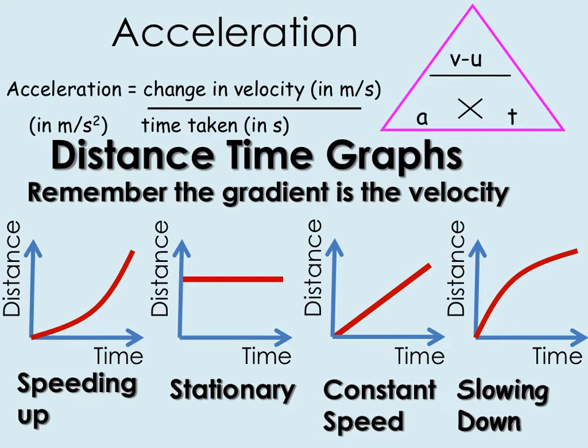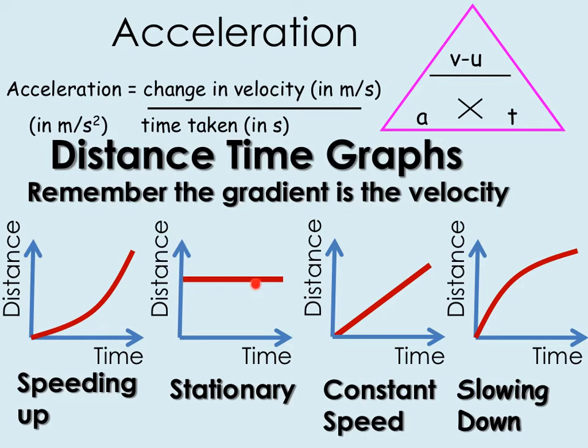So the first types of graphs we're going to look at are distance time graphs. Now we can see here that we've got a range of different distance time graphs. The thing to remember with all distance time graphs is that the gradient indicates velocity. Now the first graph that we'll look at is one that's speeding up, so you can see that we've got a curve upwards. That means that the object is beginning to travel a greater distance in the same amount of time, so it's actually accelerating.